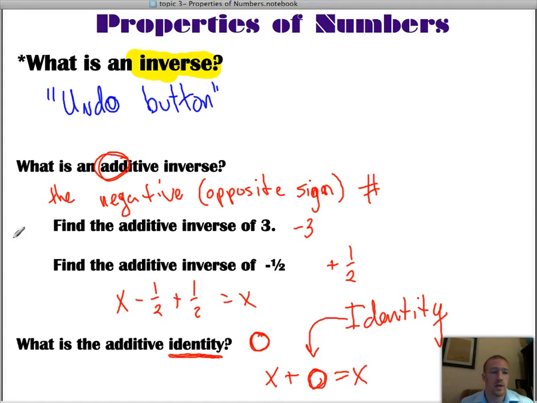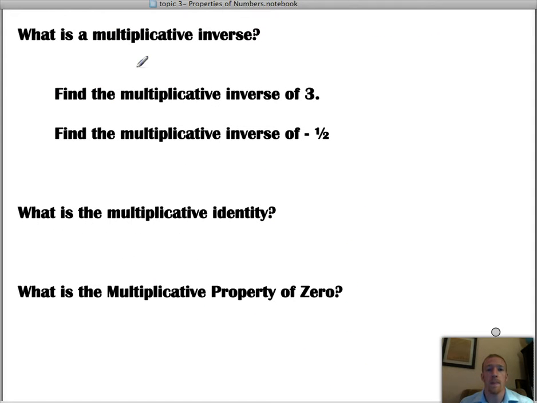We have a similar idea with multiplication. What is a multiplicative inverse? For multiplying, if we want to undo multiplication by multiplying by something else, really what we have to do is multiply by the reciprocal. Reciprocal is the flipped version of the number.